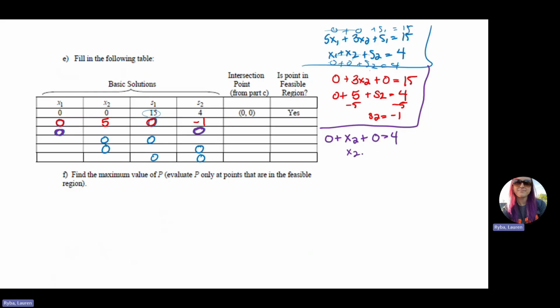So x2 is 4. And then I can plug that back into the first one. x1 is 0, so 0 plus 3 times 4 plus s1 equals 15. So is that 12 plus s1 equals 15? What do I need to add to 12 to make it 15? 3. Okay.